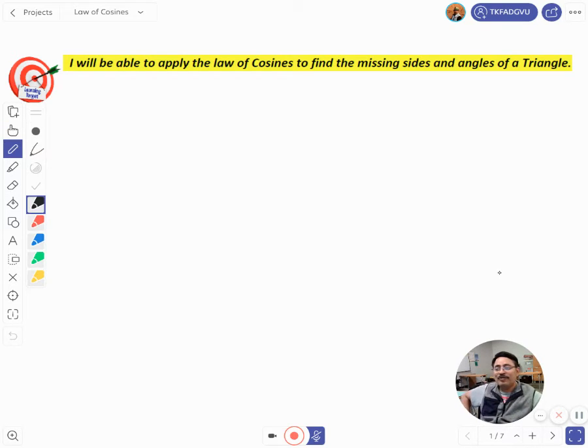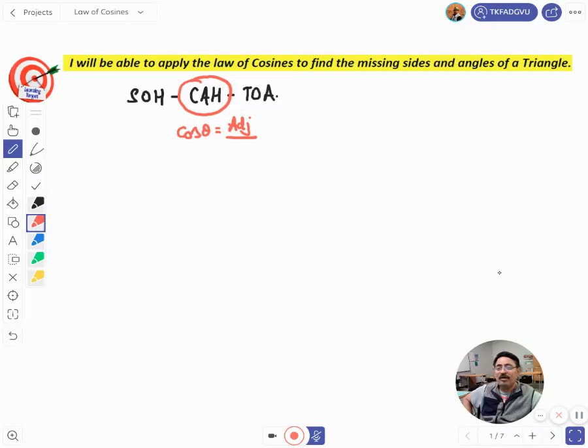SOHCAHTOA, which is trigonometry. The one in the middle represents the cos. Therefore, cos theta equals the adjacent side to theta over the hypotenuse. I'm not going much deeper into that. Anyhow, I'm going to explain about cosines, so I thought of touching once on the cos rule.